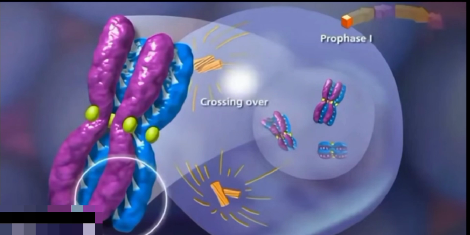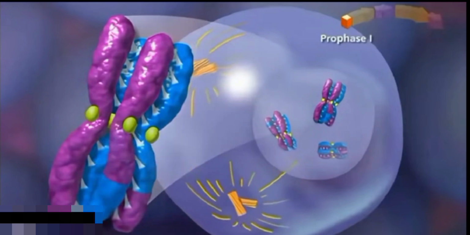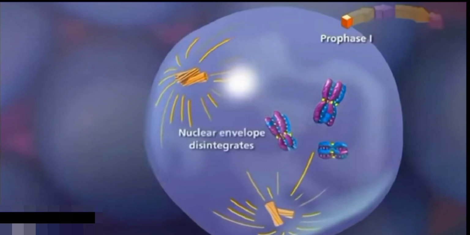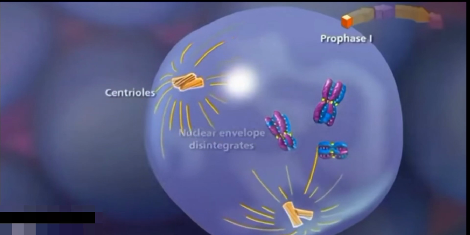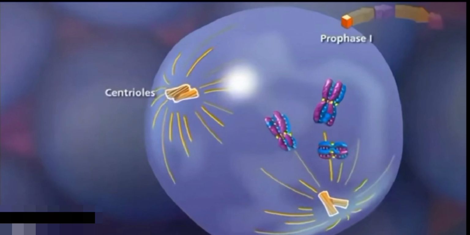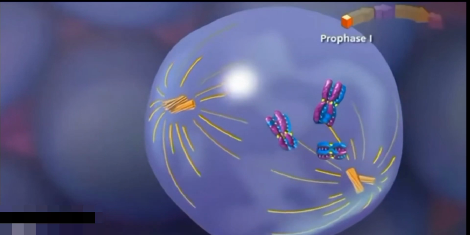During crossing over, a physical exchange between chromosome segments of non-sister chromatids occurs, increasing genetic diversity. Prophase 1 concludes with the fragmentation of the nuclear envelope as the duplicated centriole pairs move to opposite poles of the cell. As they move, the centrioles extend spindle fibers, forming the meiotic spindle.